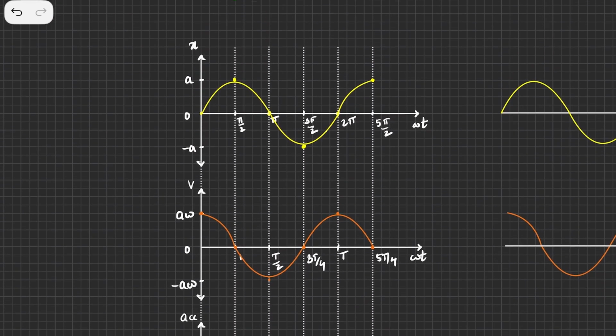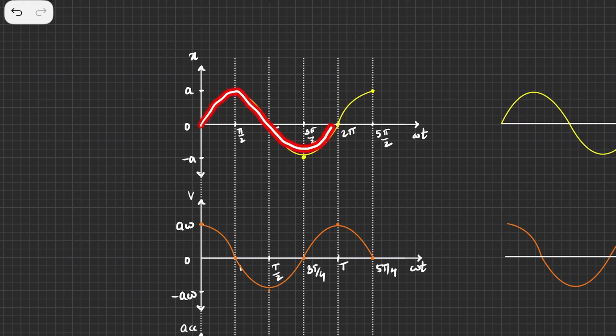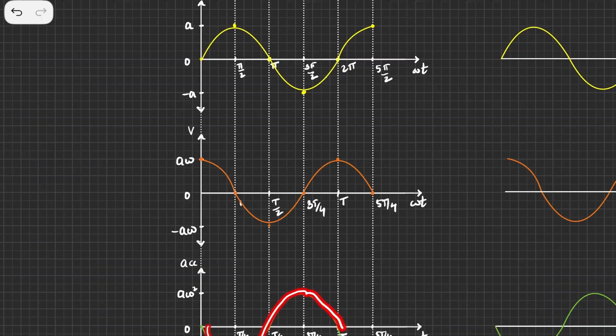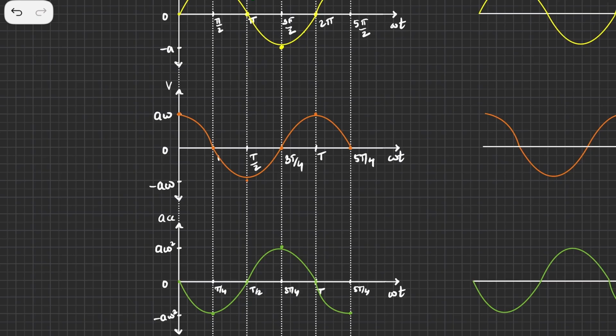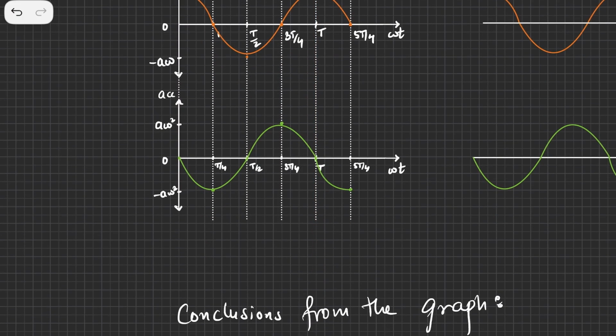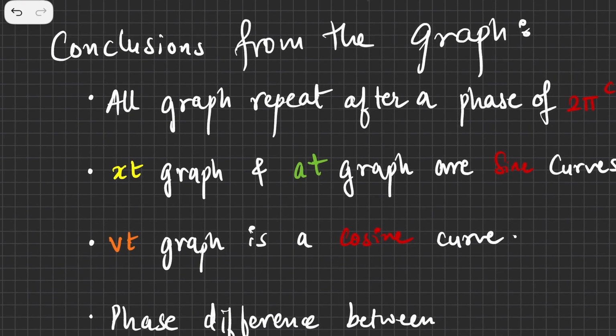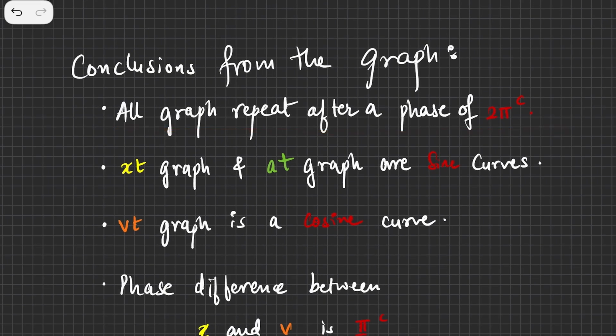So if you see, the graph has been repeating after itself after 2 pi radians. So this is also repeating after 2 pi radians, and this acceleration is also repeating after 2 pi radians. Like this was starting and going upwards toward positive side, and here also it is going upward toward the positive side. That means the graph has repeated after 2 pi radians. Same, the graph was at maximum at 0, and here it is also maximum at 2 pi radians. This is the same axis which is going down, and then the graph was going downwards, so it is repeated after 2 pi radians. So this is 0 and this is 2 pi radians. So that's what the first conclusion is: all graphs repeat after a phase of 2 pi radians.